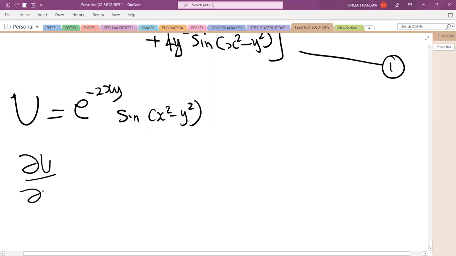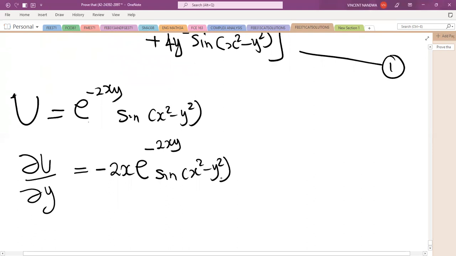So partial u partial y also is product rule. So taking this one as my u, this one as my v, derivative of this part with respect to y would be minus 2x e raised power minus 2xy, then I multiply by this sine of x squared minus y squared, and then derivative of sine is cosine. But this part, when you differentiate with respect to y, you get negative 2y, and then e raised power minus 2xy, and then cosine of x squared minus y squared.